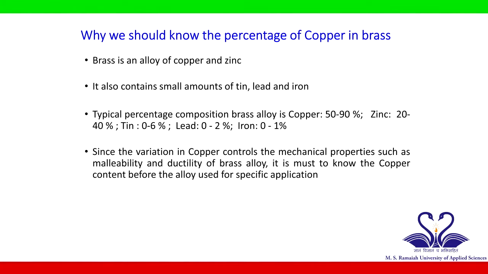Brass is an alloy of copper and zinc. It also contains small amounts of tin, lead and iron. Typical percentage composition of brass alloy is copper 50 to 90%, zinc 20 to 40%, tin 0 to 6%, lead 0 to 2% and iron 0 to 1%. Since the variation in copper controls the mechanical properties such as malleability and ductility of brass alloy, it is a must to know the copper content before the alloy is used for a specific application.